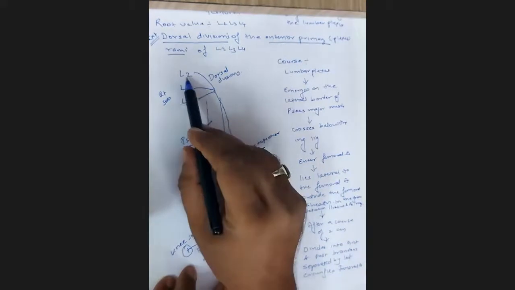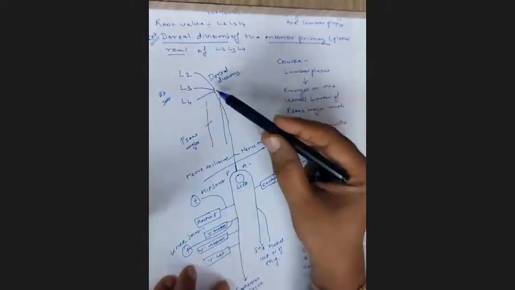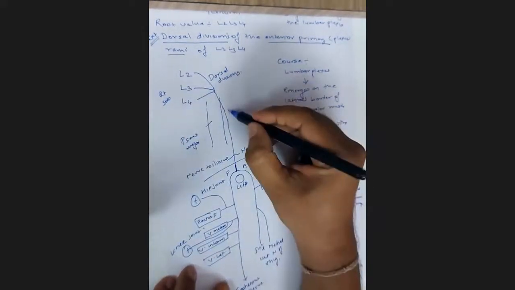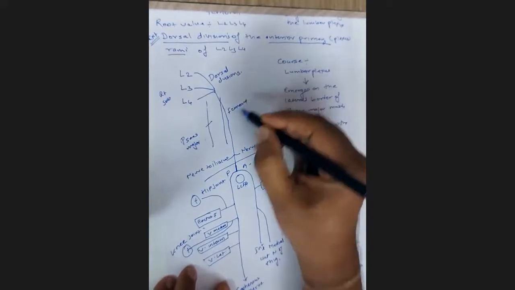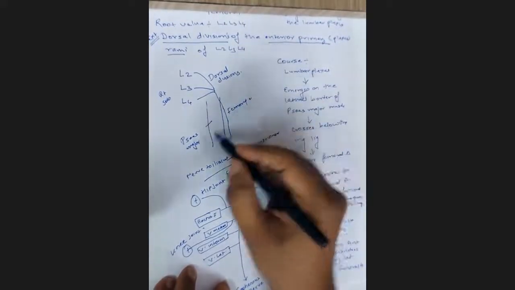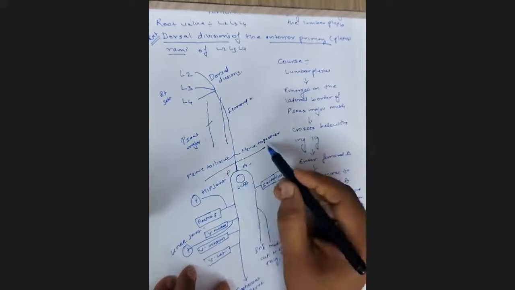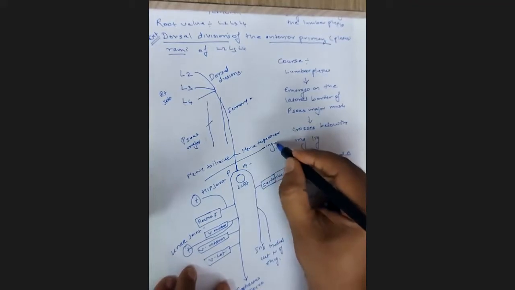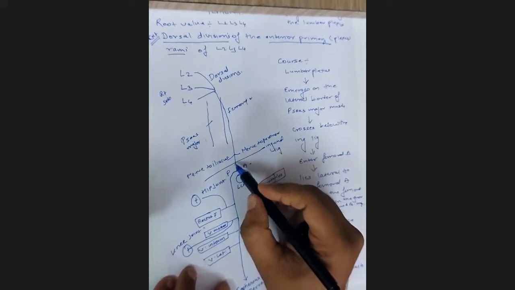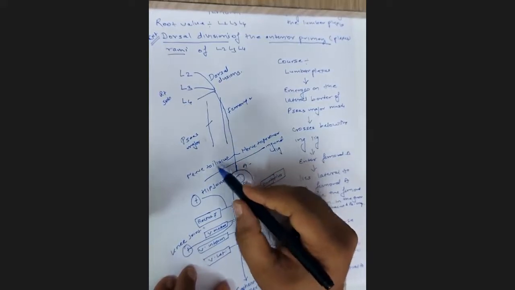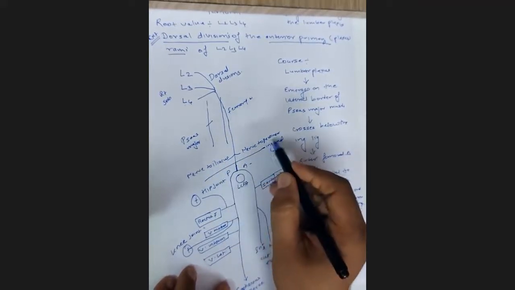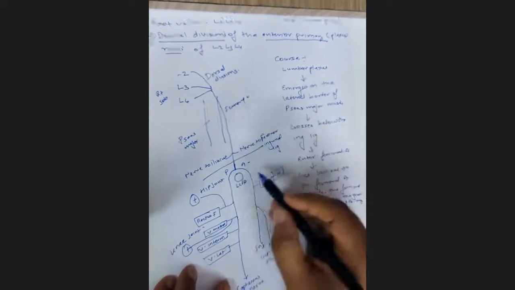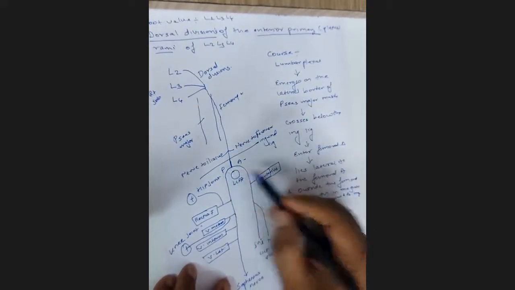So here I have drawn L2, L3, L4 dorsal divisions. They have united to form the femoral nerve, and it emerges along the lateral border of psoas major, and then it runs, and this is the inguinal ligament. So it passes below the inguinal ligament before it goes into the femoral triangle. It gives nerve to iliacus and nerve to pectineus. And then it divides into anterior and posterior branches.